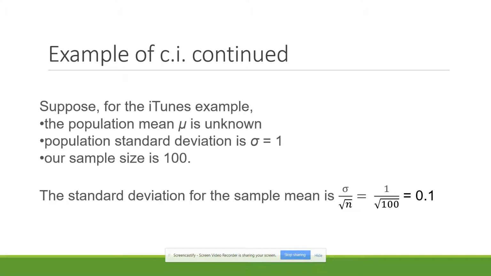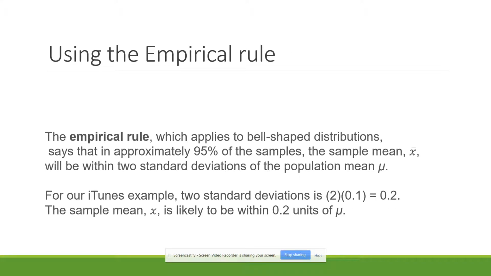For example, suppose that for the iTunes, the population mean is unknown, the population standard deviation is 1, and our sample size is 100. So the standard deviation of the sample mean is sigma over the square root of the sample size. So in this case, it's 1 over the square root of 100, which gives us 0.1. So the standard deviation of the sample mean is 0.1.